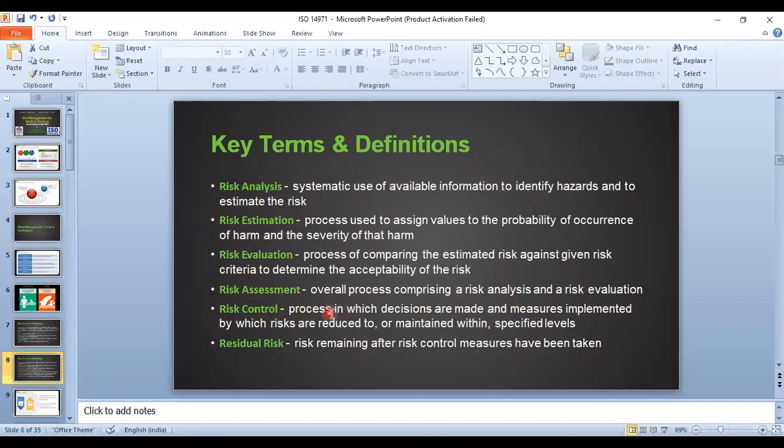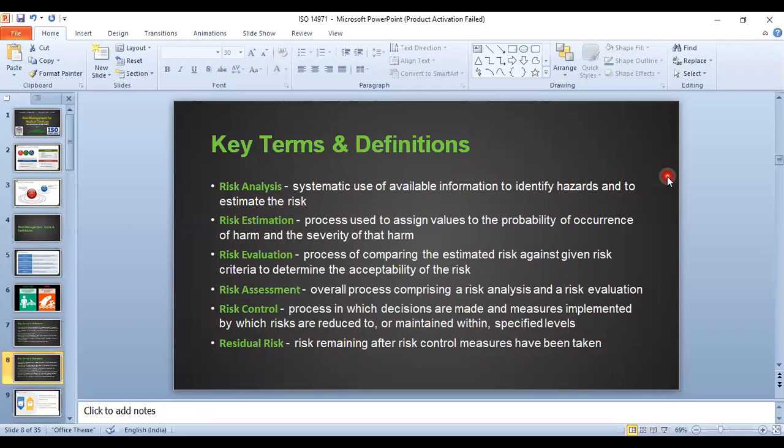Then what is the next definition? Risk control. It is the process in which decisions are made and measures implemented by which risks are reduced to or maintained within specified levels. That is a risk control. See the words within specified levels. It is not possible to completely eliminate the risk because it is a device, right? So it is not possible to completely eliminate. But we have to maintain those risk levels within specified levels. For everything they have determined or specified intervals or specified levels.